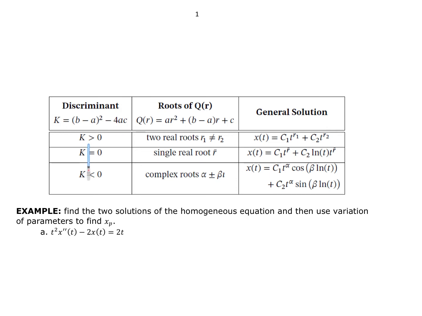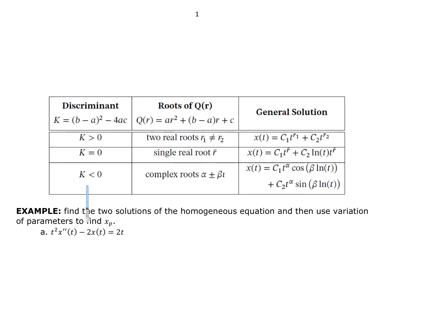If the discriminant is greater than 0, and they're not repeating roots, then x of t will be c sub 1 t raised to the r sub 1 plus c sub 2 t raised to the r sub 2. If we have repeating roots, in other words, our discriminant is equal to 0, x of t will be equal to c sub 1 t raised to that repeating root plus c sub 2 the natural log of t, t raised to that repeating root.